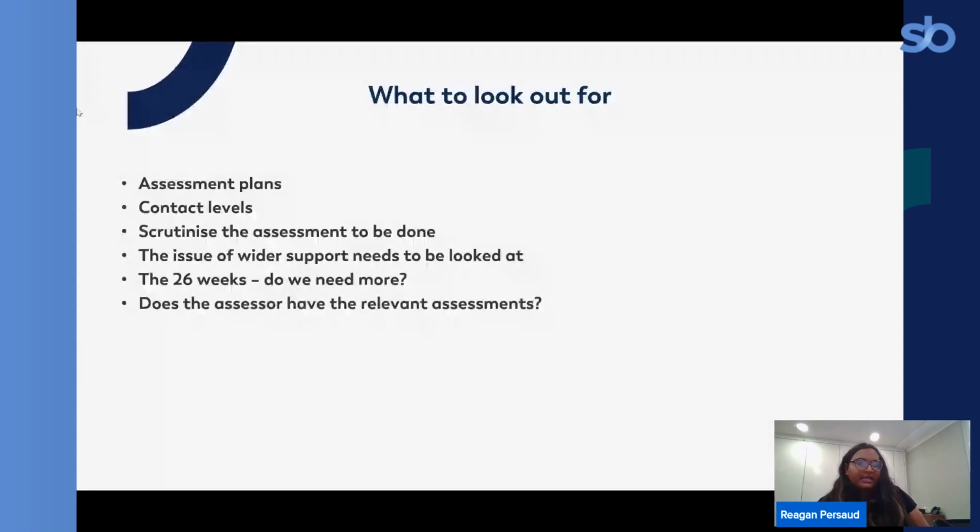Look at the contact levels. Run the argument that these parents need repetition. Get them the extra contact. Nine times out of ten, you'll get more contact for that argument, in my experience, than you would without running it. Scrutinise the assessment to be done and all of the difficulties we've discussed to make sure it's properly dealt with. Look at the issue of wider support early.